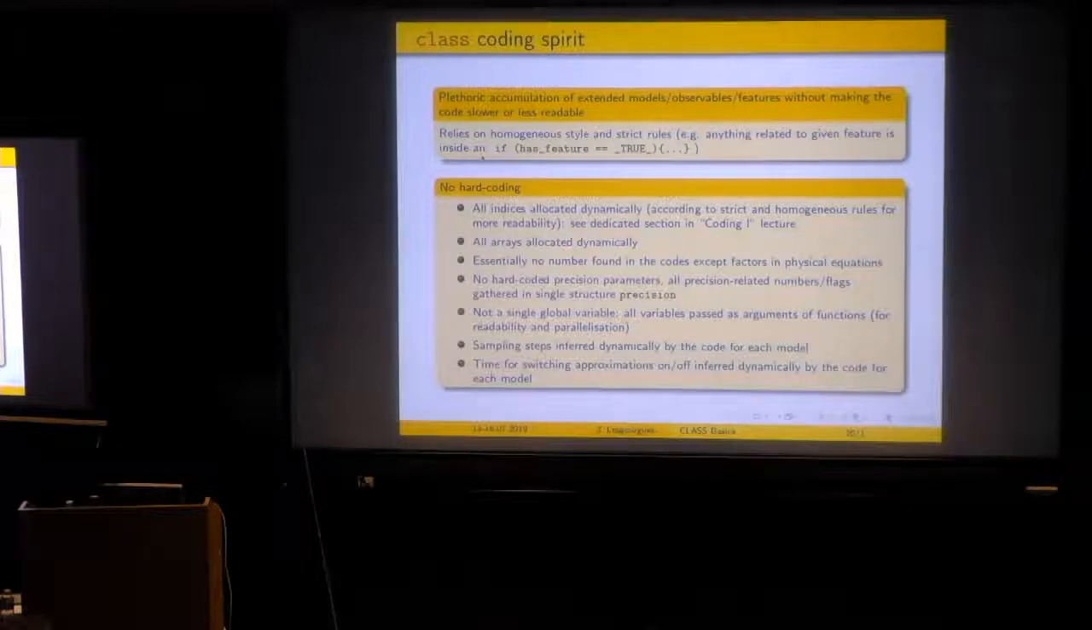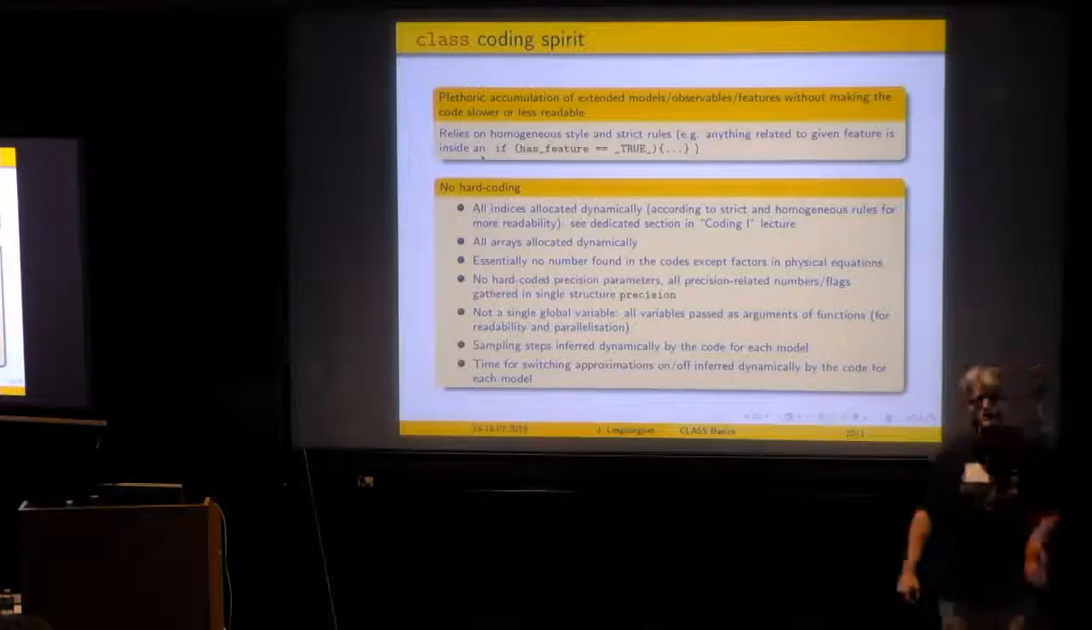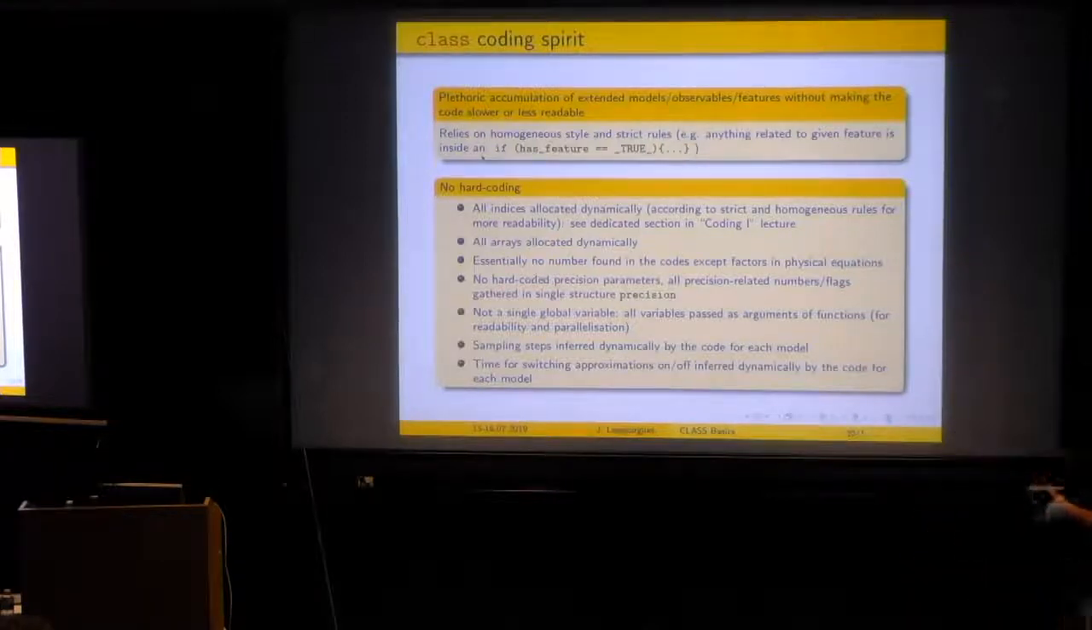You never find global variables in CLASS. Global variables are a nightmare when you try to do parallelization. So the variables are always defined inside functions or as an argument of functions. You will never find a single variable defined outside of a function. That would be a global variable. This I already said: when you need to do some sampling, it will never be predefined. It will be inferred by the code for each model.